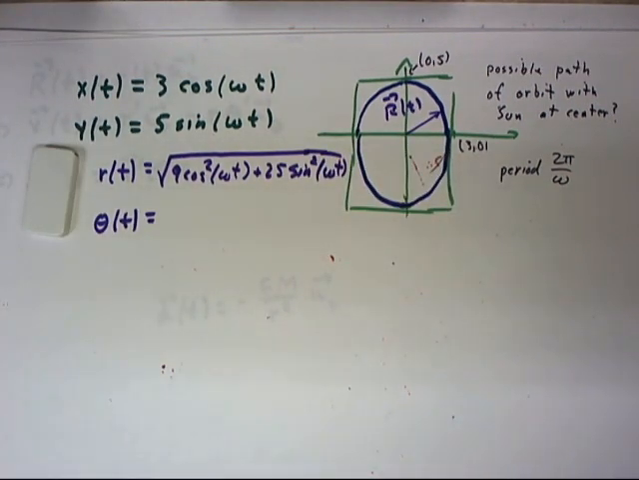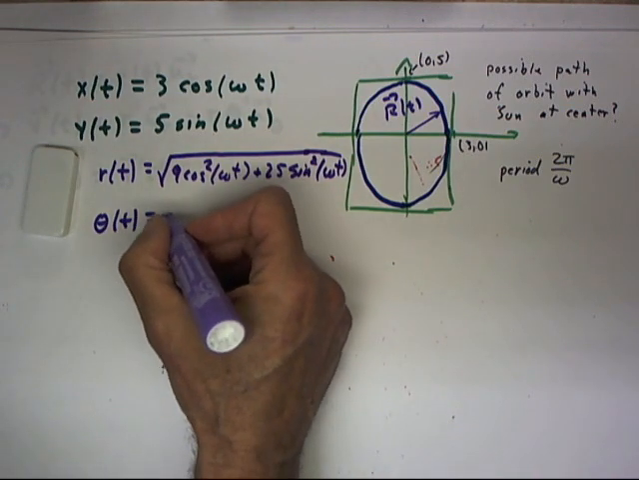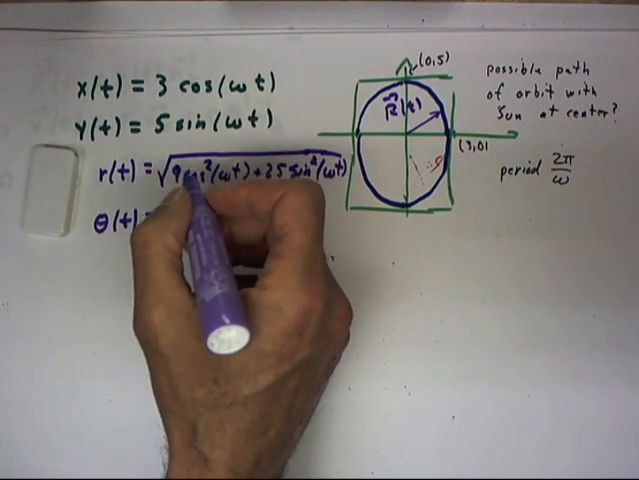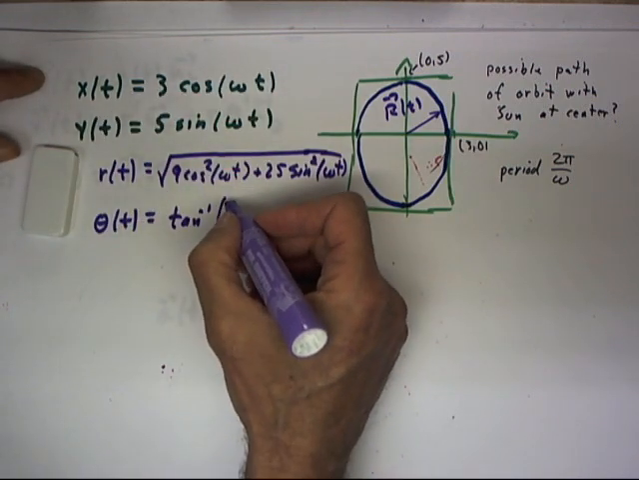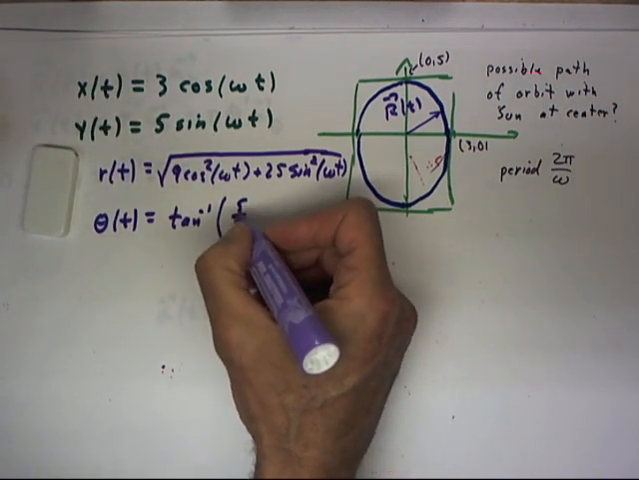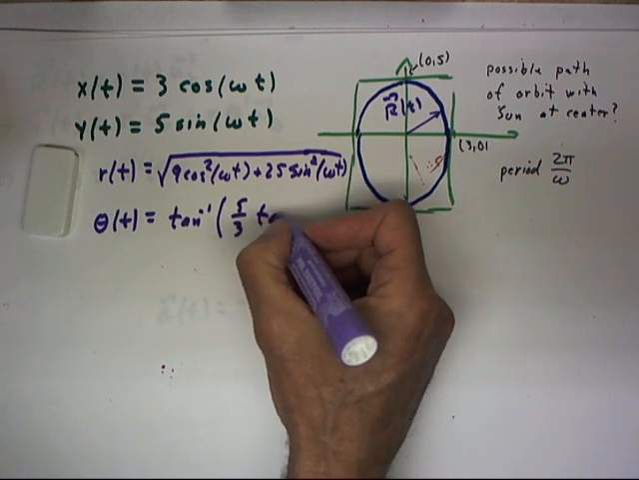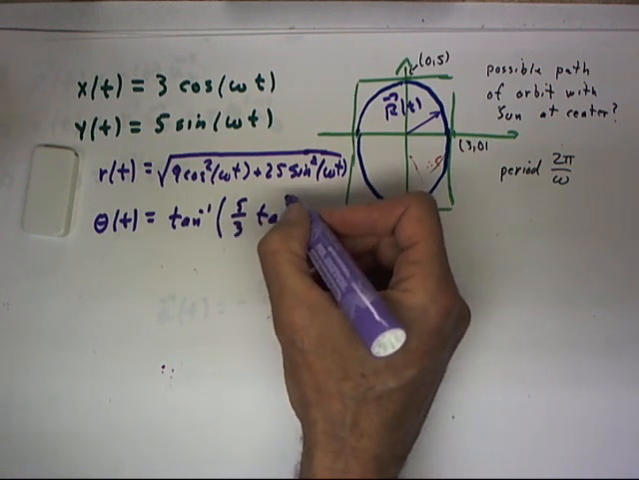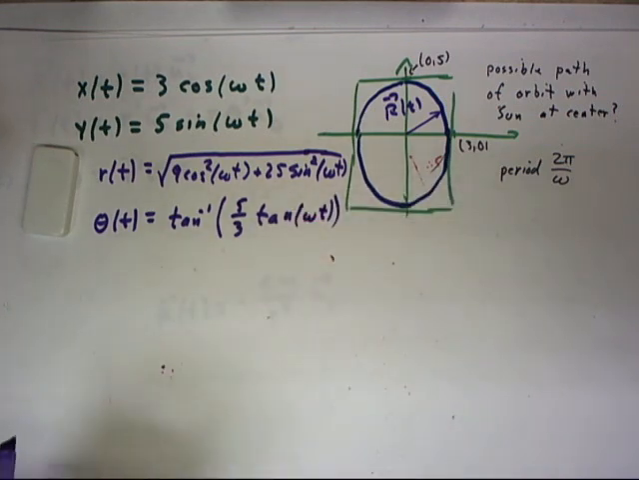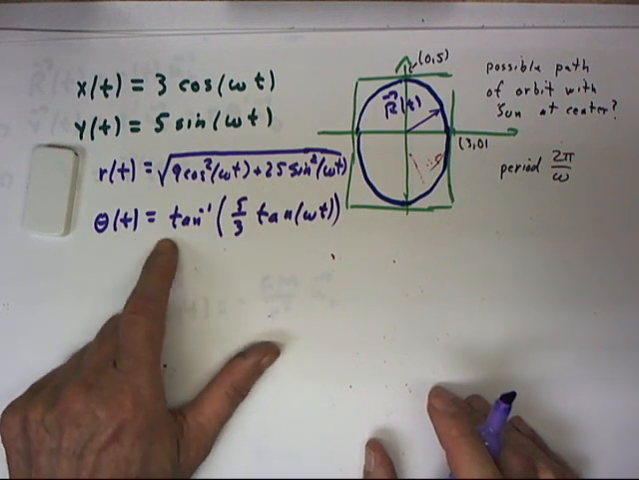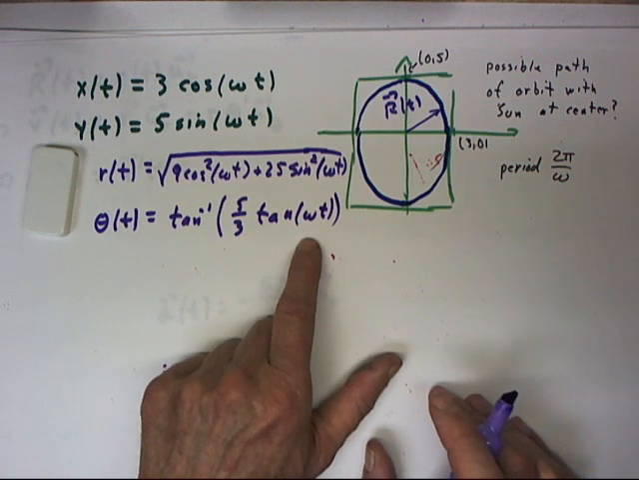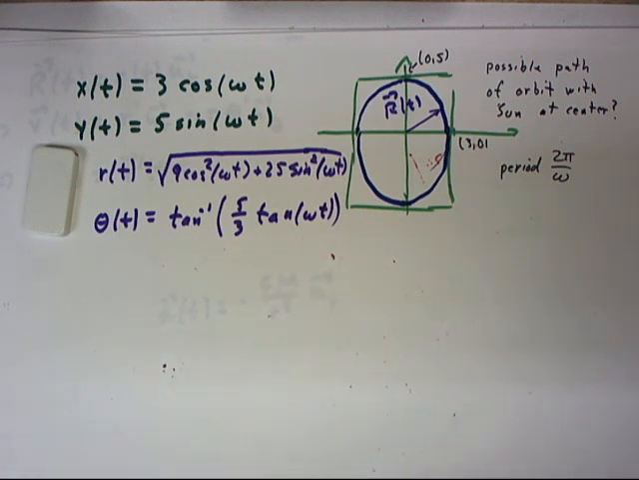Our angle theta is going to turn out to be the inverse tangent of the y over the x, which is 5 sine of omega t over 3 cosine of omega t, and that's going to give us 5/3 times the tangent of omega t. And unfortunately, the 5/3 can't just factor out here. We're doing the inverse tangent of 5/3 of a tangent, not the inverse tangent of a tangent, and that's going to present some complications.